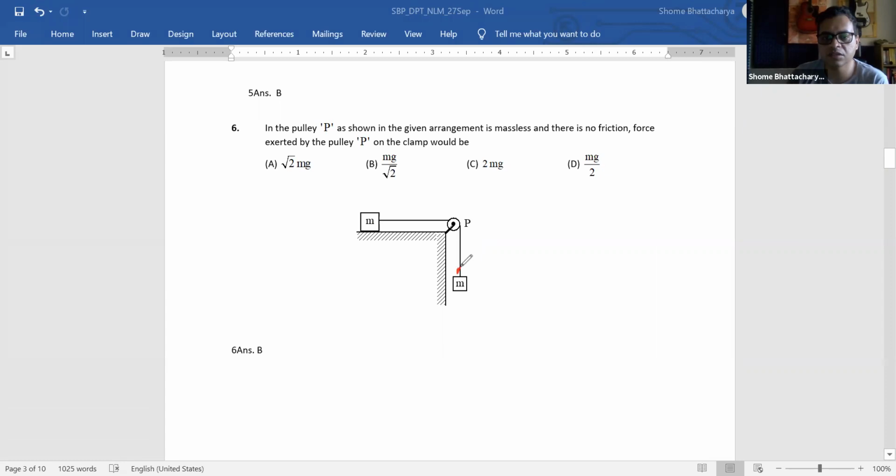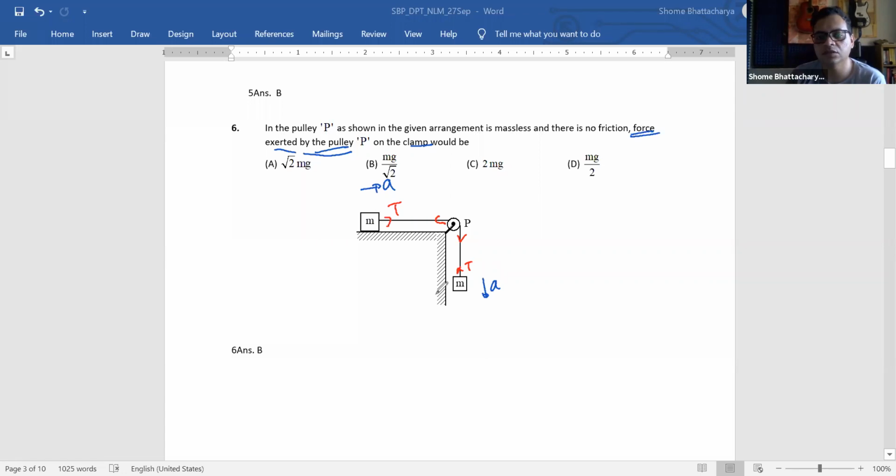See, if this has the tension T, that tension is acting everywhere like this, and naturally if this block is sliding down with A, this is moving with A. So first thing is you need to find out tension. Then only you can talk about the pulley's free body diagram, because you have to find the force exerted by the pulley on the clamp. So you need to make the pulley's free body diagram. So you need to find the tension.